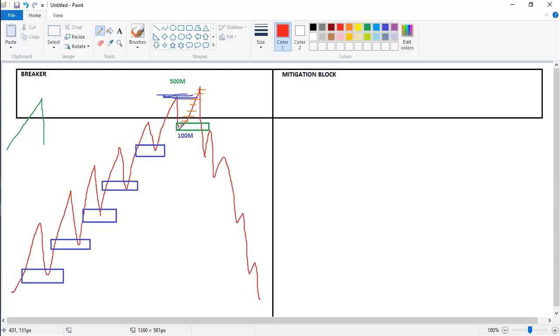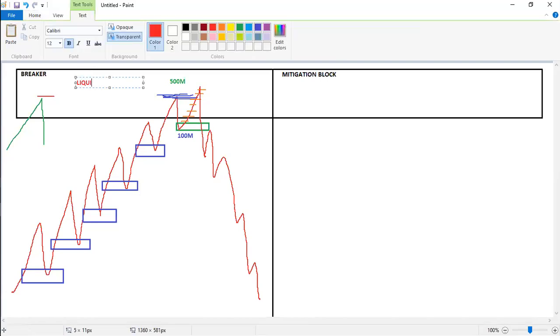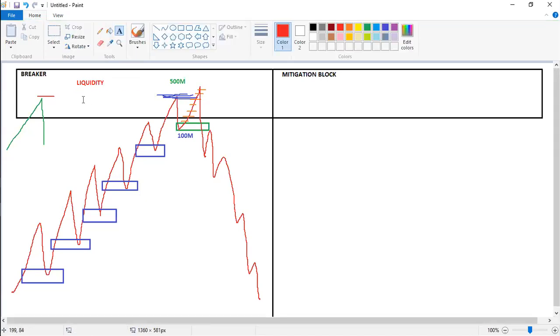A breaker order block is used to take out liquidity. Stop losses, we call them liquidity. When people talk about liquidity, it means stop losses. So the breaker is used to take out liquidity, number one, and then number two, that order block is going to fail to push price up.